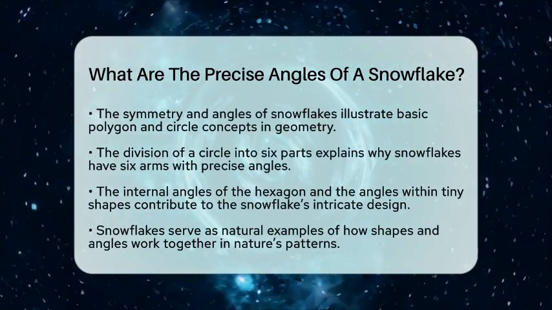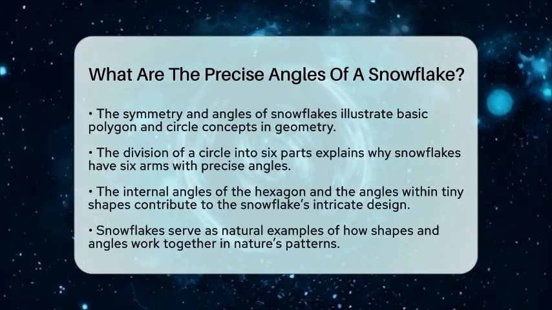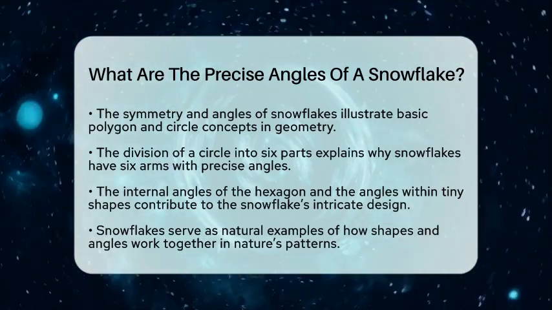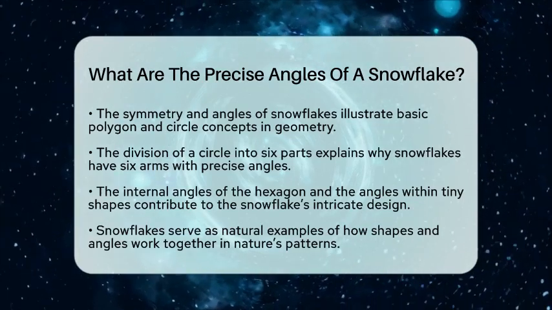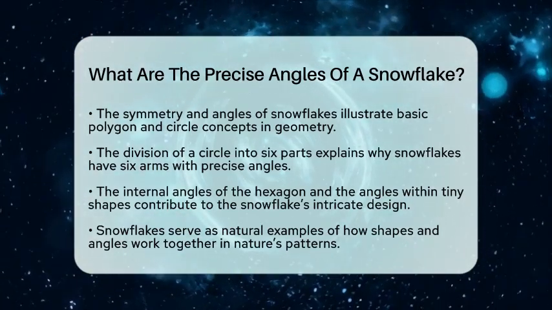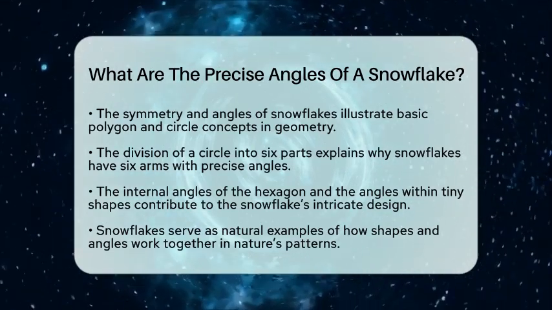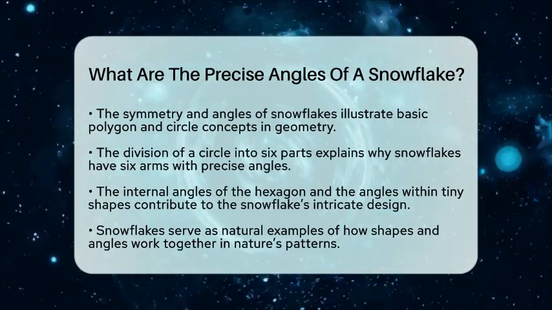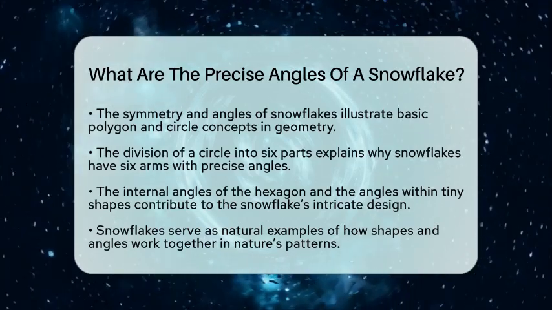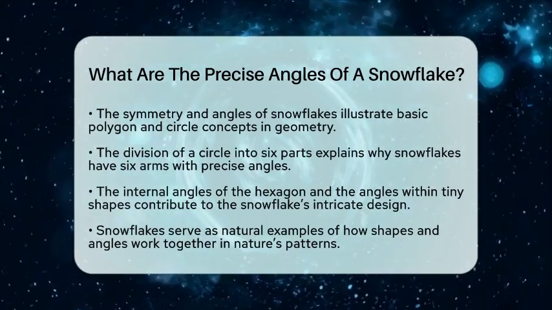So, the precise angles of a snowflake are mainly 60 degrees between each arm and 120 degrees in the hexagon's corners. Smaller internal angles like 30 degrees also appear within the tiny shapes that decorate the arms. All these angles come from the basic geometry of hexagons and circles, making snowflakes a perfect example to see how shapes and angles work together in nature.